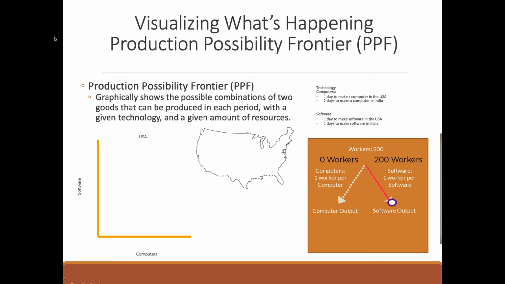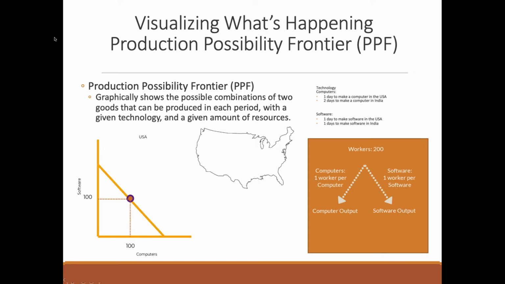Instead of having 200 people making software, let's say I pull the last person out of the line and I say, nope, you're not going to make software. I'm going to have you make a computer. I would give up 1 unit of software and I would gain 1 unit of a computer. My rise would be -1 and my run would be +1. What do we call rise over run? It's the slope. The slope is our opportunity cost. So the differences in slope as that changes is our opportunity cost.